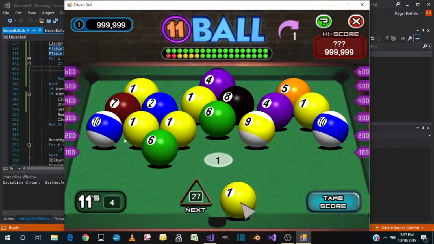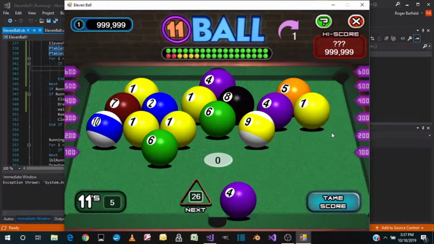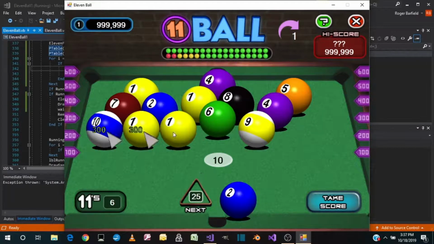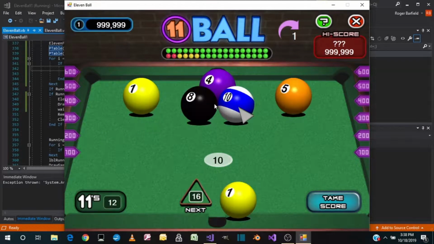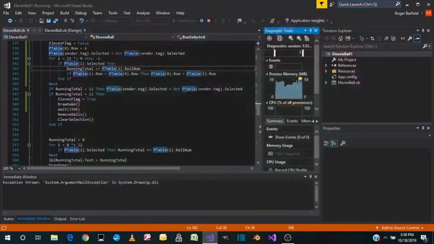Okay, now this would be a 300-point ball, and this would be the same either way. It doesn't matter. So let's do this one. Okay, that's a 200 point ball. So this should only be 200 because it's 400. There we go. Well, I don't know. I keep on playing the game. Like I said, it's addictive. So let's get out of it.